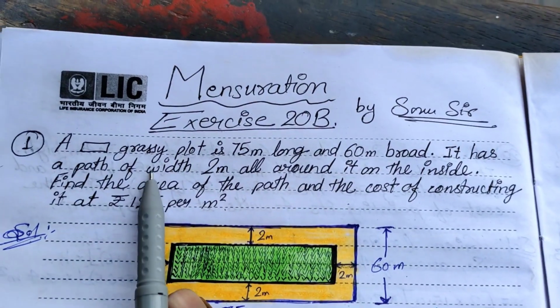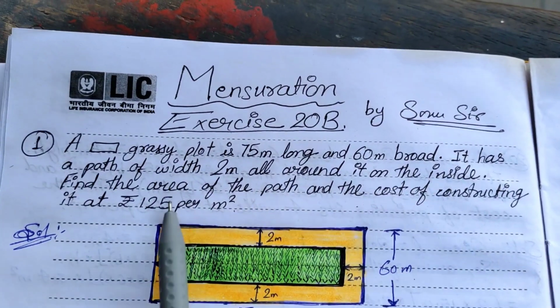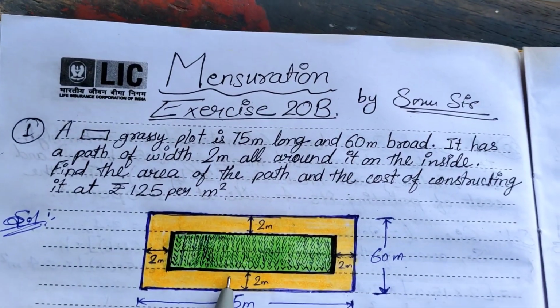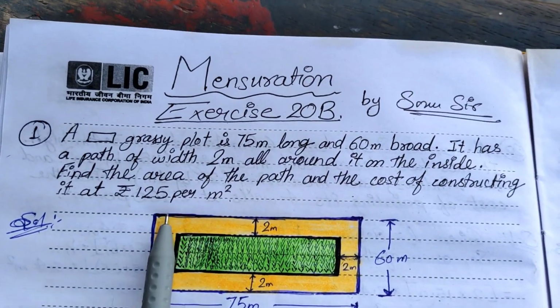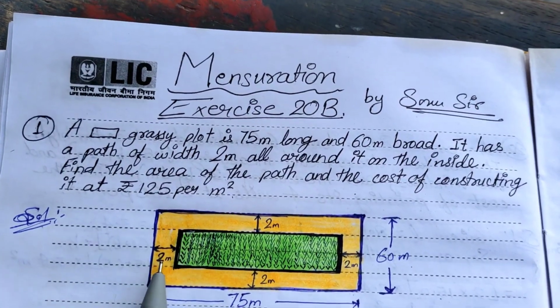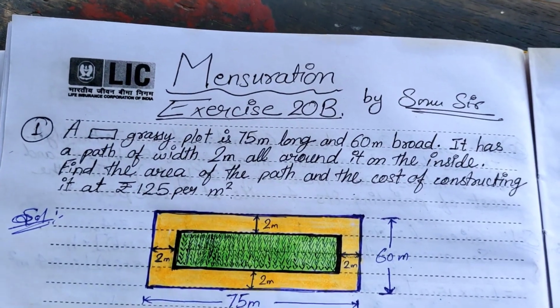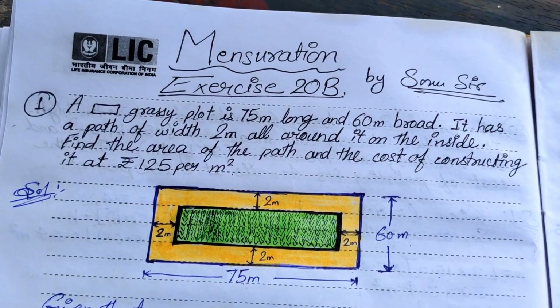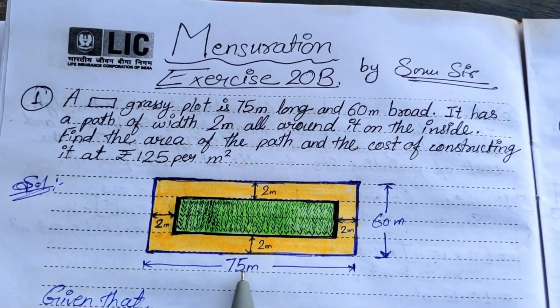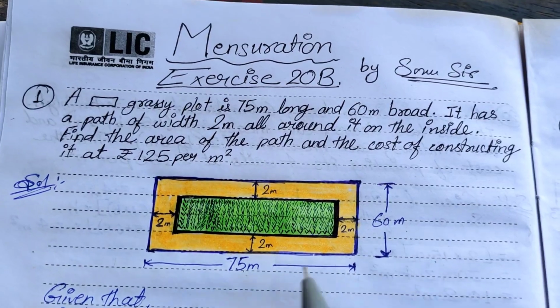Length and breadth of the grassy plot is given. It has a path of width 2 meter all around it on the inside. So we have to find the area of the path and also find the cost of constructing it at rupees 125 per meter square. Now look at the figure. Length is 75 meter, breadth is 60 meter.